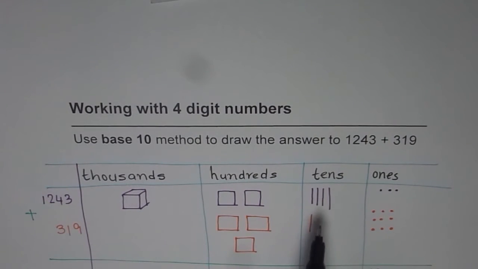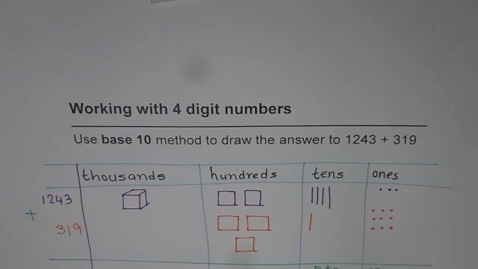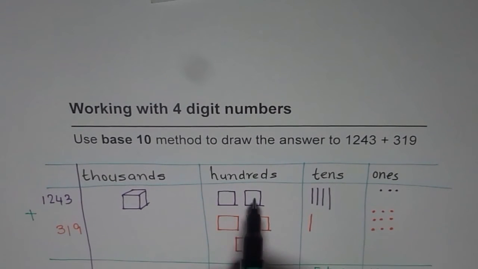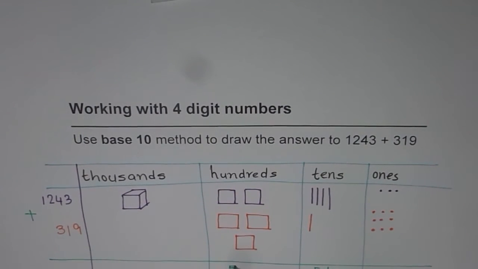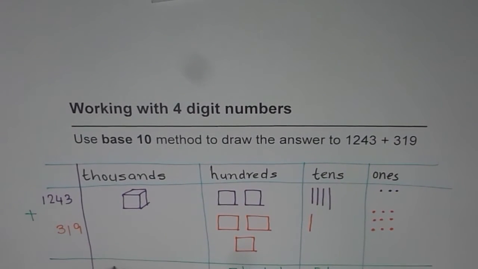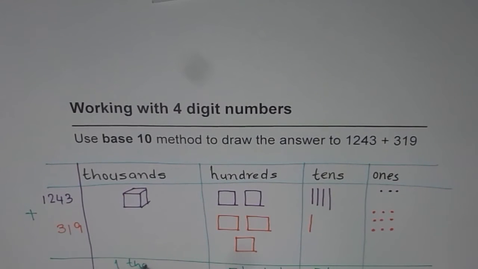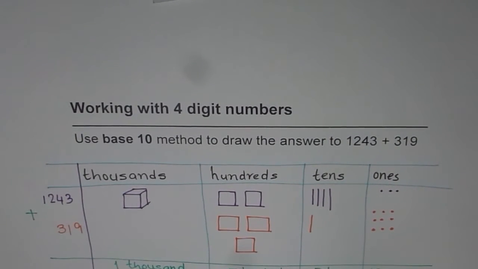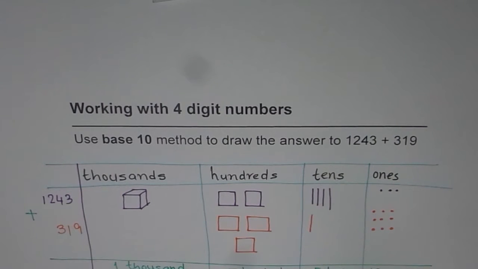And how many tens do we have? 1, 2, 3, 4, 5. We have 5 tens. Hundreds, 1, 2, 3, 4, 5. 5 hundreds. And 1000. Now, in a place value chart, you cannot put two numbers, right? So what do you do? You carry forward. 12 ones means 10 and 2 ones. So that is how we have to split 12 ones.